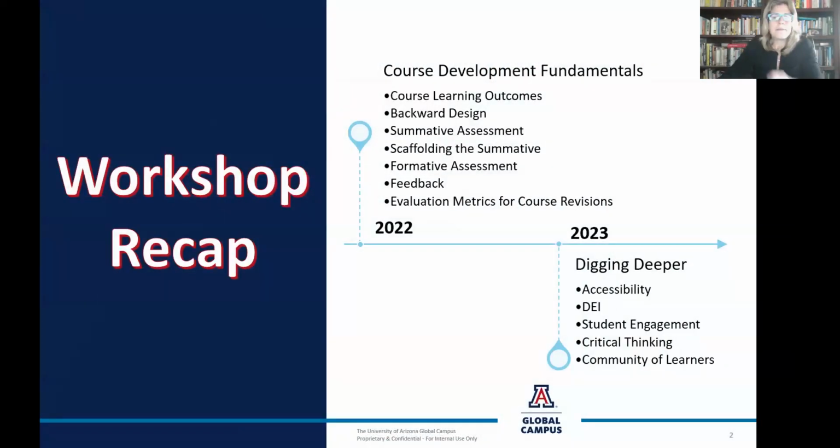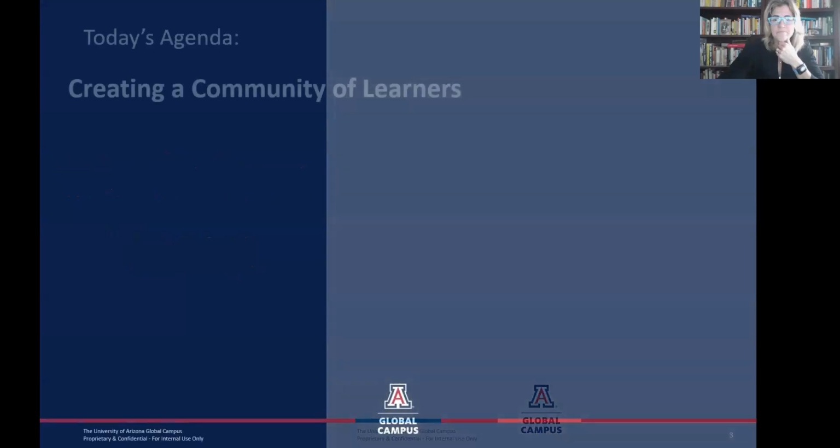So to recap, in 2022, we went over some fundamentals of course development, covering topics like learning outcomes, backward design, scaffolding assessments, feedback, and evaluation metrics. In 2023, we've dug in a bit deeper with topics like accessibility, DEI, engagement, and critical thinking. If you missed any of these sessions, they are available on the UAGC YouTube channel. Diana is going to drop that link in the chat for you now. Thank you so much, Diana.